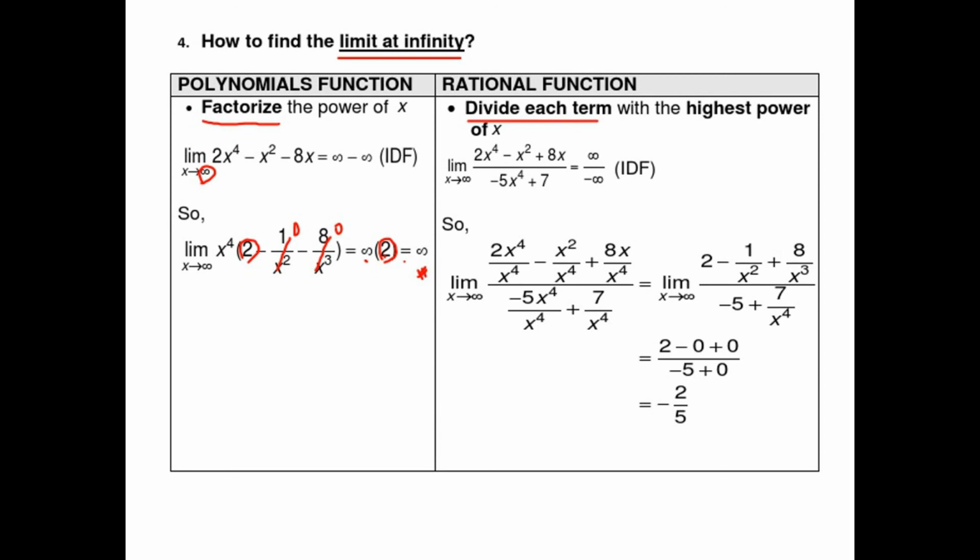From here, as x approaches infinity, we can simplify. We get 2 minus 1 over x squared plus 8 over x cubed, over negative 5 plus 7 over x to the power of 4. Then 1 over x squared becomes 0, 8 over x cubed becomes 0, and 7 over x to the power of 4 becomes 0. So we get 2 minus 0 plus 0 over negative 5 plus 0, so equal to negative 2 over 5.